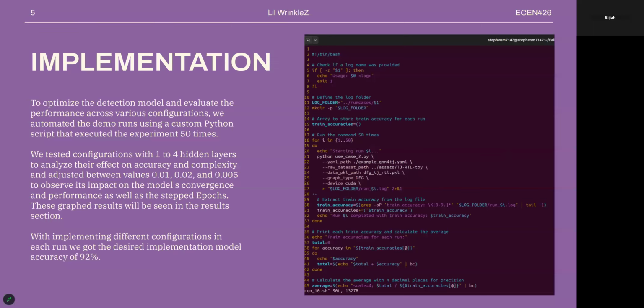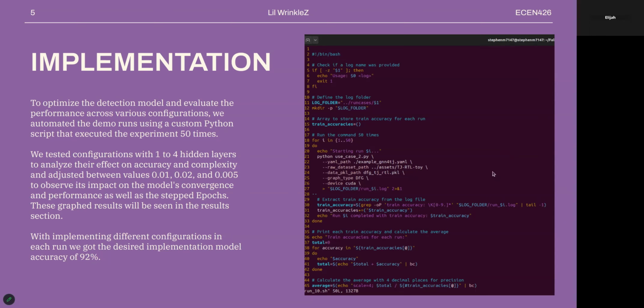To optimize our hardware Trojan detection model and evaluate its performance across the various configurations, we developed an automated workflow using a custom Python script. This Python script was designed to execute the experiment 50 times, iterating through different configurations. Each run adjusted key parameters such as the number of hidden layers in the model, learning rates, and the number of training epochs.